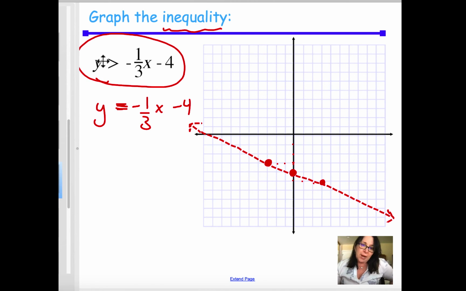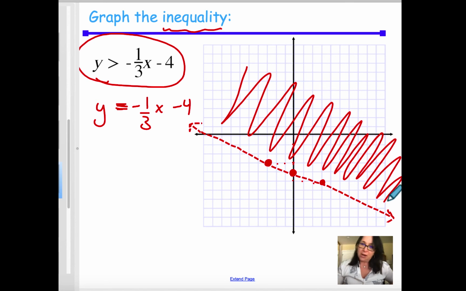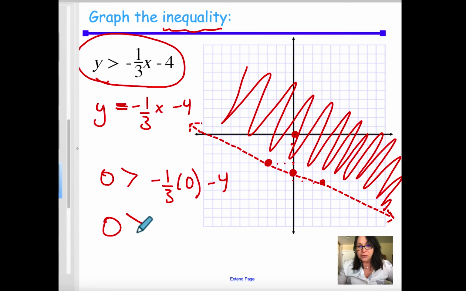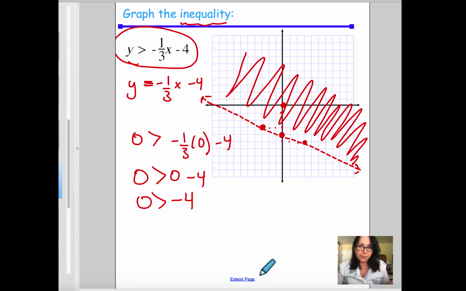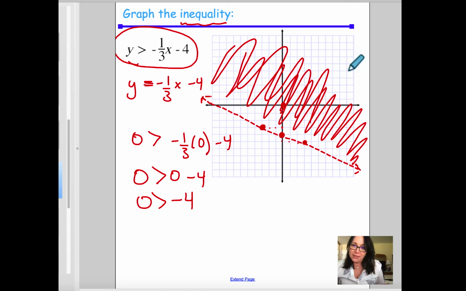Additionally, see how it's greater than? It says greater than. What that means is that all the values above that line would satisfy my equation. So if I even just pick the point (0, 0), 0 is greater than negative 1/3 times 0 minus 4. So 0 is greater than 0 minus 4, or 0 is greater than negative 4. True. Any value that I pick that's above my line, because it's greater than and not equal to, would satisfy my equation.